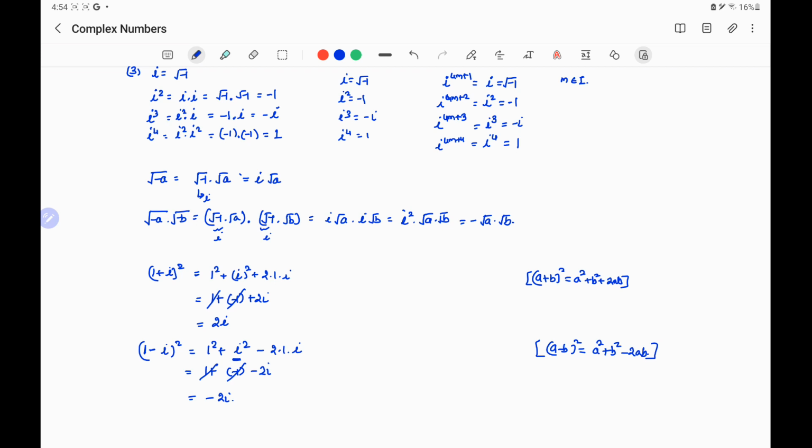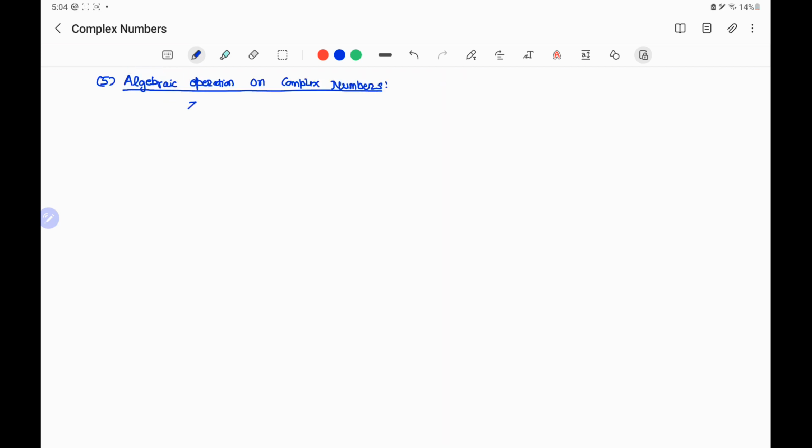Next we will look at the algebraic operations on complex numbers. For this we take two complex numbers, z1 equal to x1 plus iy1 and z2 equal to x2 plus iy2. The first operation is the summation of two complex numbers, that is z1 plus z2 will be equal to x1 plus iy1 plus x2 plus iy2. While adding, real numbers will be added with real numbers, so it will be x1 plus x2, and imaginary numbers will be added with imaginary numbers, so it is iy1 plus iy2. So we can write it further as x1 plus x2 plus i times y1 plus y2.